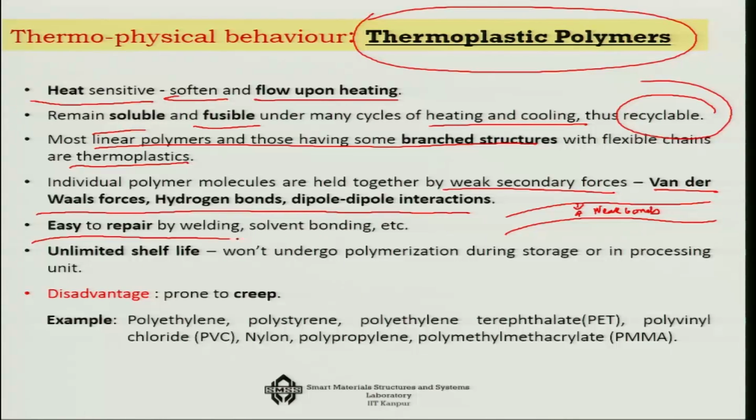Easy to repair by welding, solvent bonding, etc. if there is a crack, because they are formable. So, you can actually apply a little bit of heat and then you can repair it. And also, very interestingly, they have unlimited shelf life.